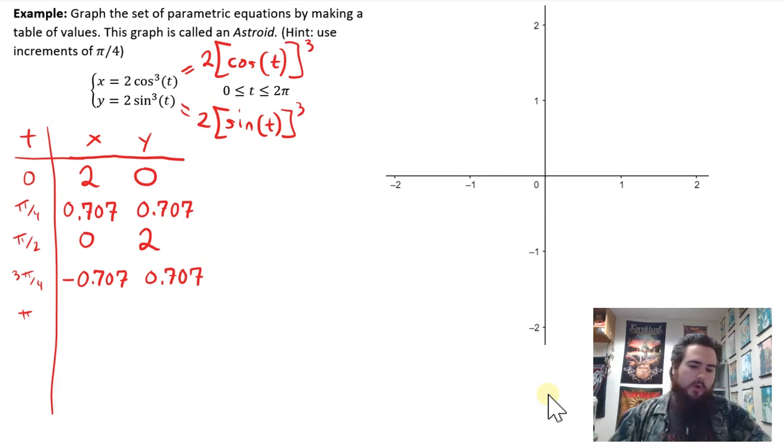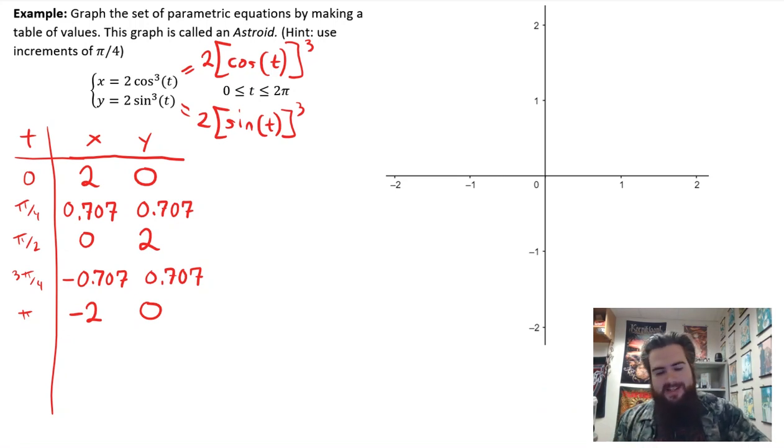For pi, cosine of pi is -1. -1 to the third power is -1. And -1 times 2 is -2. And then for sine of pi, it is just 0, so that whole thing will equal 0.